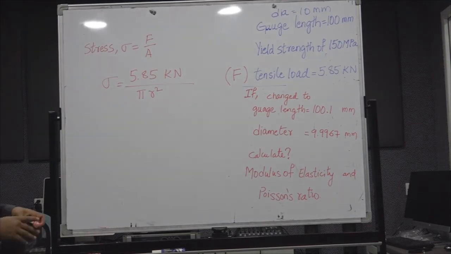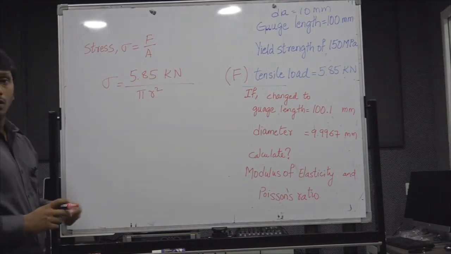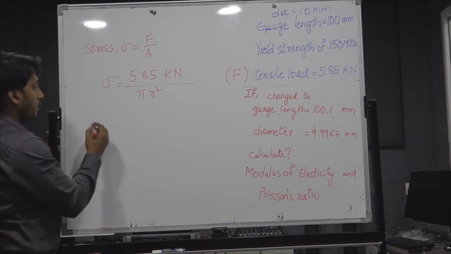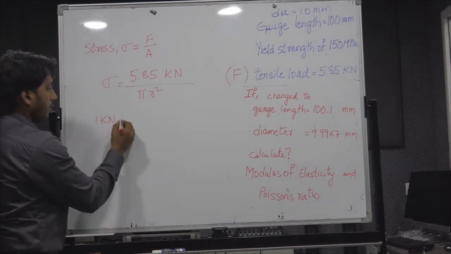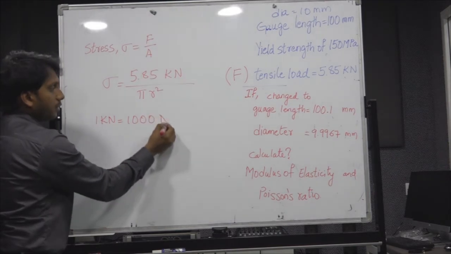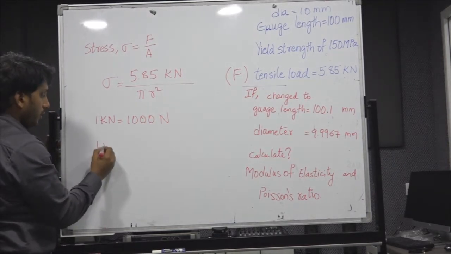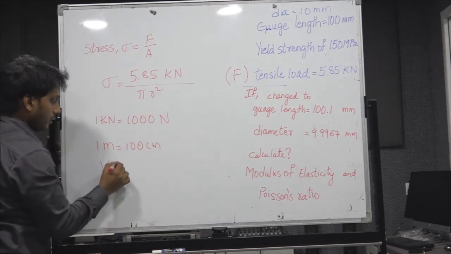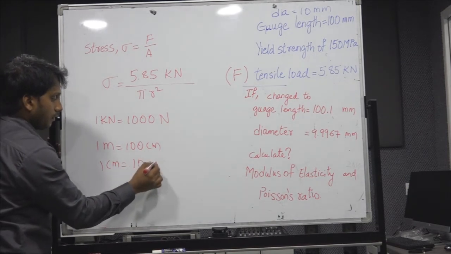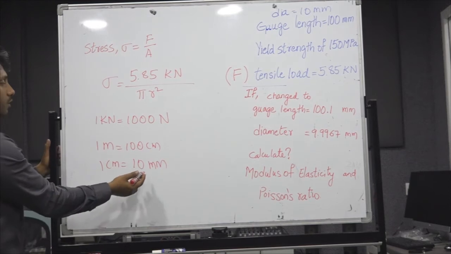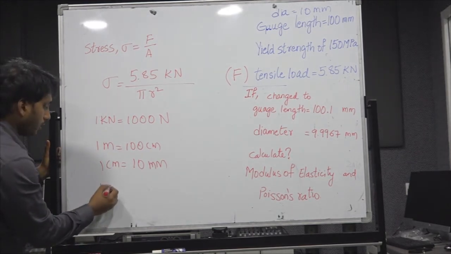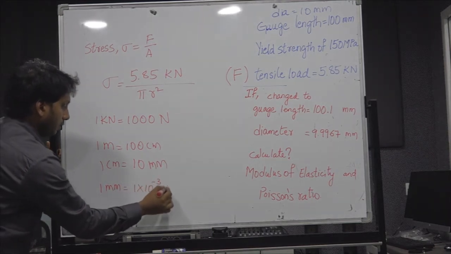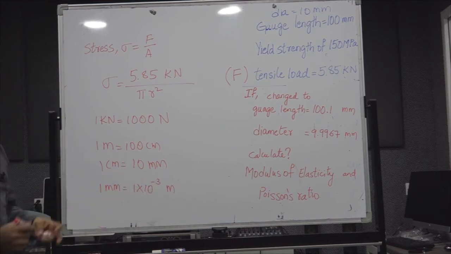I need some conversions here. I have to change these newtons into kilonewtons, and I want to change this mm into meters. As you all know, converting kilonewton, 1 kilonewton is 1000 newtons, like converting meter, 1 meter is equal to 100 centimeters, 1 centimeter is equal to 10 mm. So you want to convert this mm into meters, you can write 1 mm is 1 into 10 power minus 3 meter.